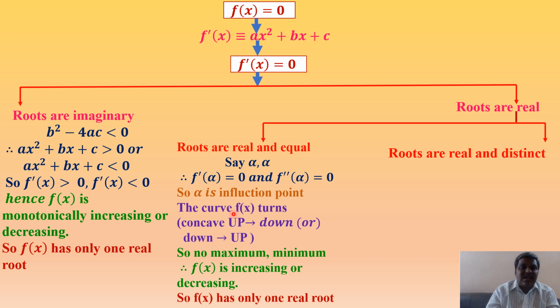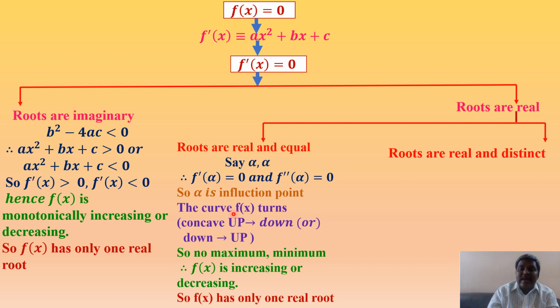For the sake of convenience, consider the curve y is equal to x cube. What is the derivative? 3x square. At x equal to 0, f dash x equal to 0. So the roots of x square equal to 0 are 0 comma 0. Both roots are real and coincident at x equal to 0. What about f double dash x at x equal to 0? 6x at x equal to 0 becomes 0. So for f of x equals x cube, f dash 0 is 0, f double dash 0 is also 0. At 0, the curve y equals x cube has no local maximum or local minimum.